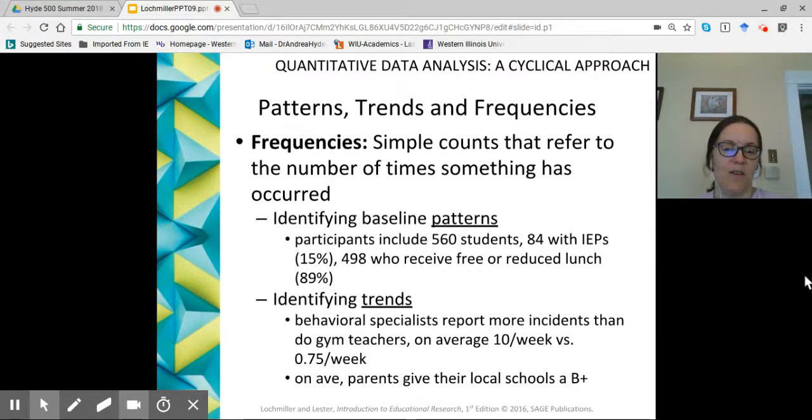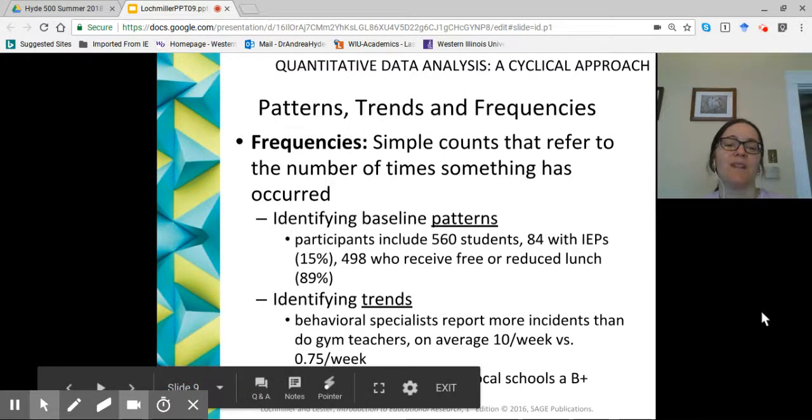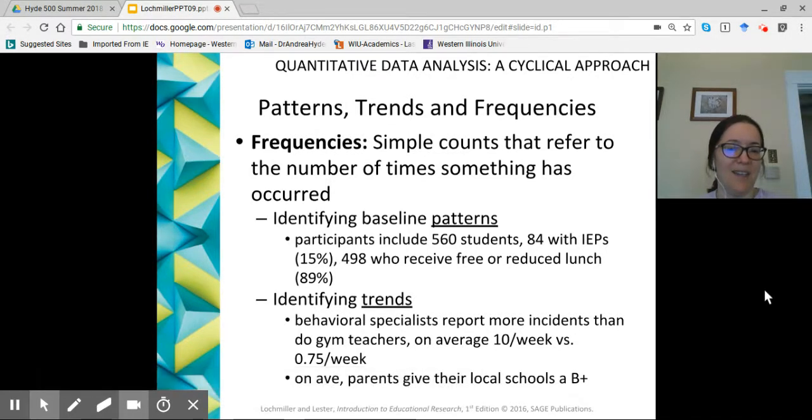Or you can say on average, parents give their local schools a B+. And that seems to be a pretty resilient finding, in that in survey after survey of parents' feelings about their own local schools, they all think that they're doing pretty darn well, completely unrelated to how they feel about the nation's public schools as a whole.